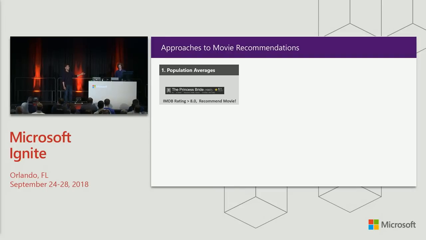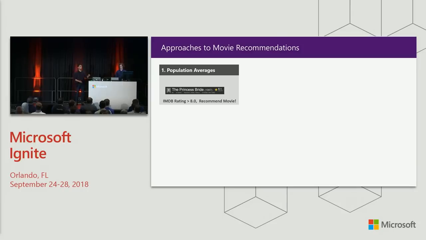perhaps the easiest approach as well, is to use something called population averages. What population averages tells us is that I have a particular movie. In this case, let's say I have The Princess Bride. I look at this rating, like how other users have rated this movie, and I come up with a particular threshold. If the rating is higher than that threshold that I've defined, then I say that this is a good movie to recommend. So that's the first approach you can take. You take a look at the average rating for a movie, and if it's higher than a particular threshold, you recommend it.